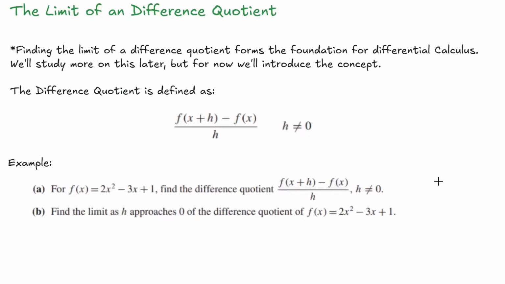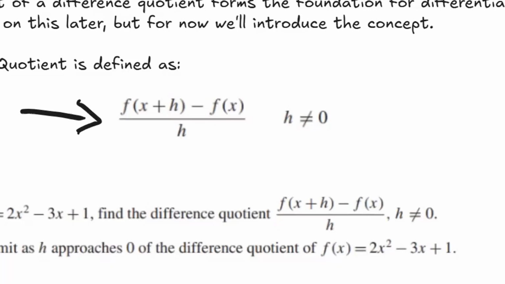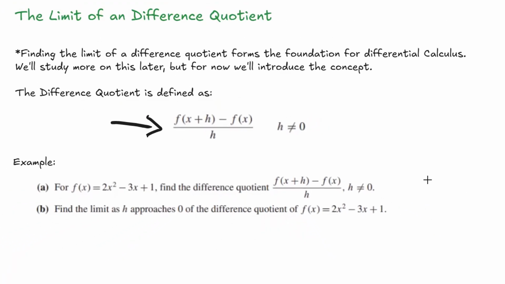So the difference quotient is f(x + h) - f(x) all over h. And where this comes from is f(x + h) is kind of like our second point, that's our y2. f(x) is the original point, that's like our y1. And the h is just our change in x.